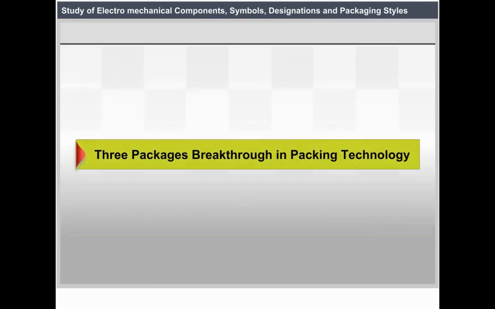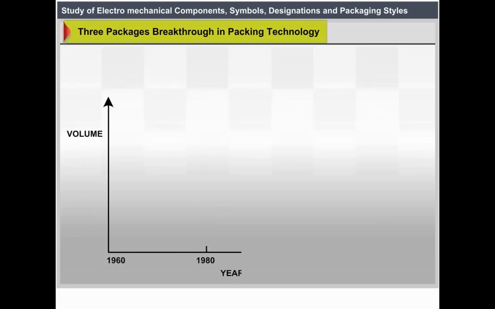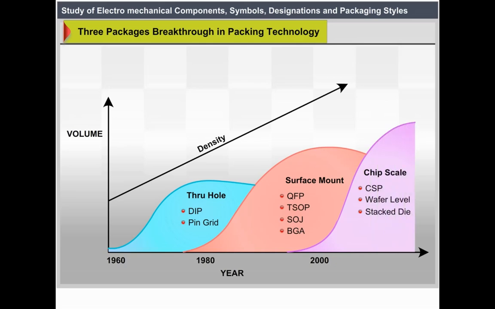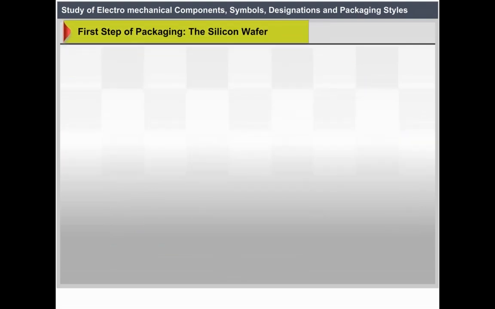Three packages breakthrough in packaging technology is shown in graph. X-axis year, 1980-2000, y-axis volume, density. Through-hole, DIP, pin grid, surface mount, QFP, TSOP, SQJ, BGA, chip scale, CSP, wafer level, stacked die. First step of packaging, the silicon wafer.